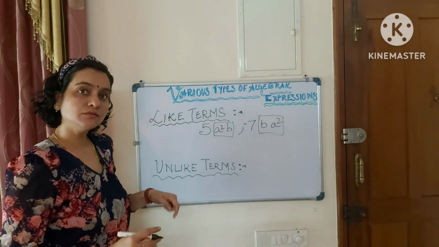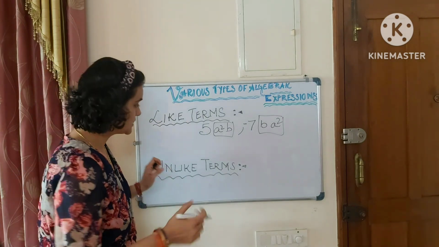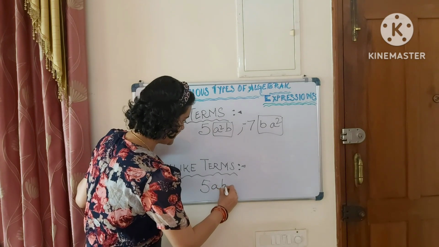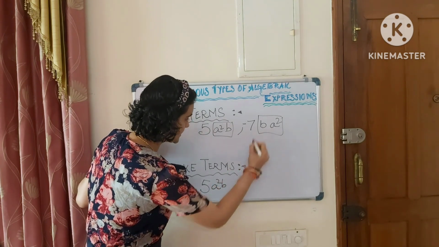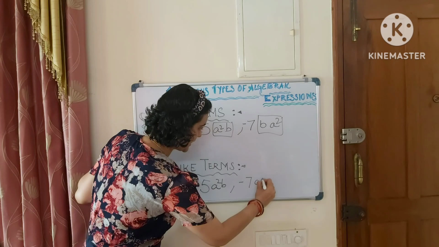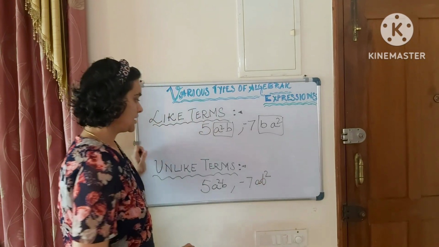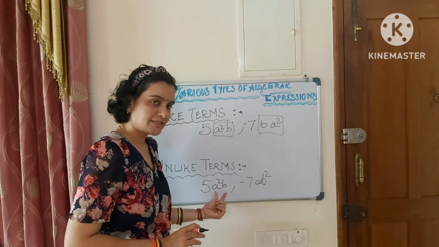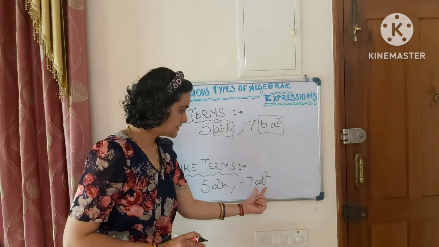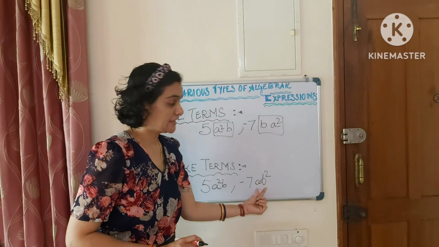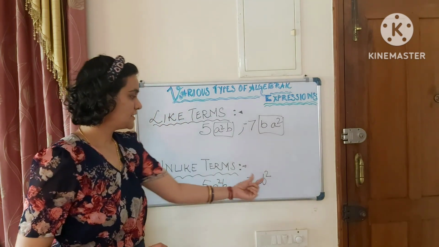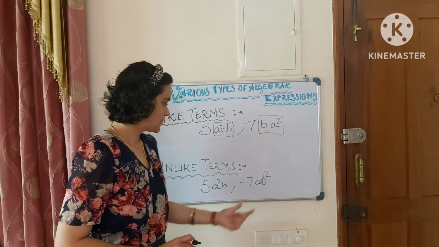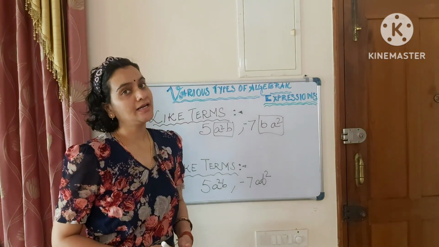Now unlike terms is just the opposite of like terms. So how to understand? Let's take 5a² b, same example, with -7ab². Now let's look at this very carefully. Here the literal factors are a² b in this term, and in this term it is ab², not a² b, ab². So there is a difference in the literal factors of this term and this term. So these two can be considered as unlike terms.